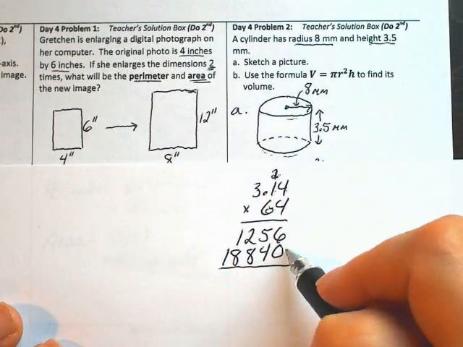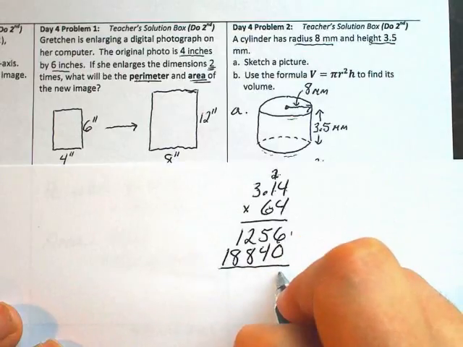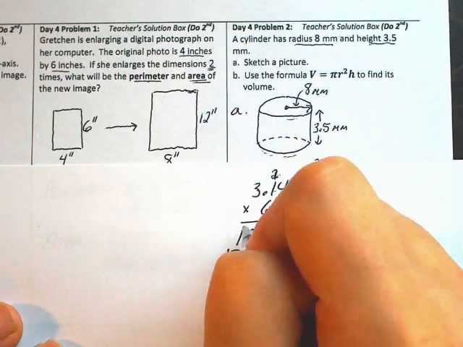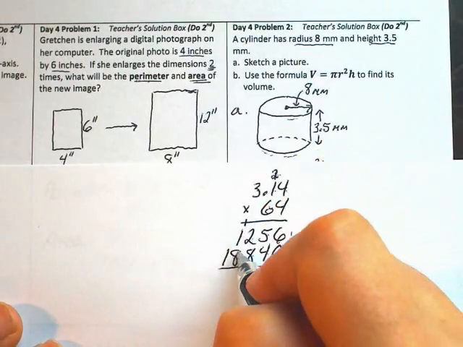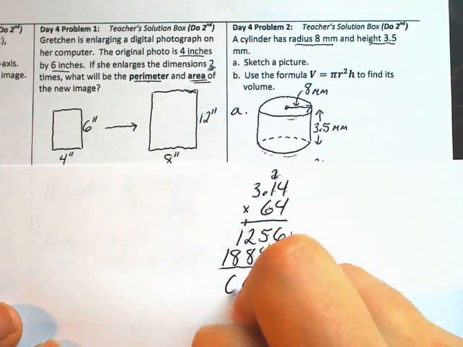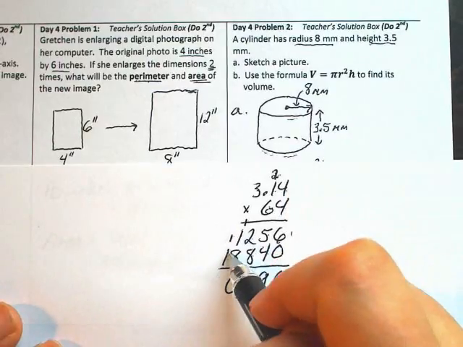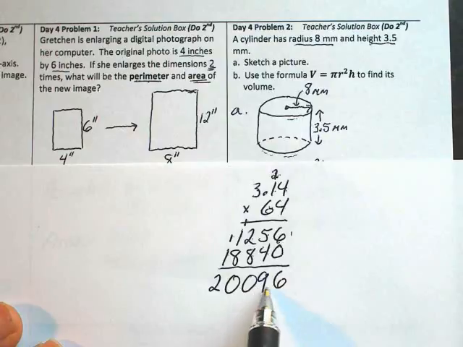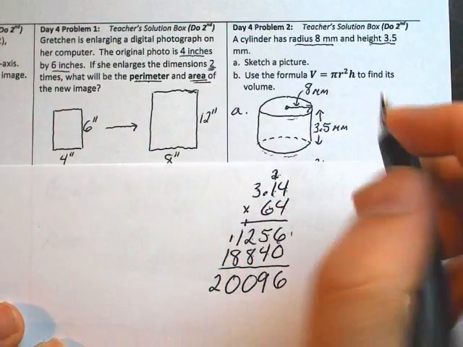And then add together these two results. So 6 and 0 is 6. 5 plus 4 is 9. 2 plus 8 is 10. Carry the 1. 1 plus 8 is 9. Plus 1 is 10. Carry the 1. And 1 plus 1 is 2. So 20,096. But we had decimals.